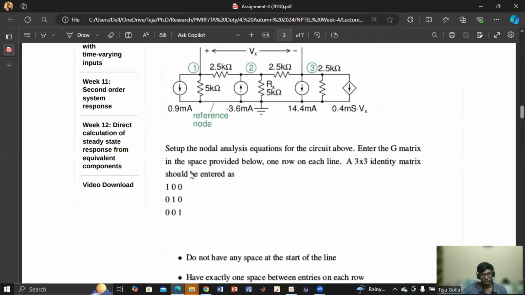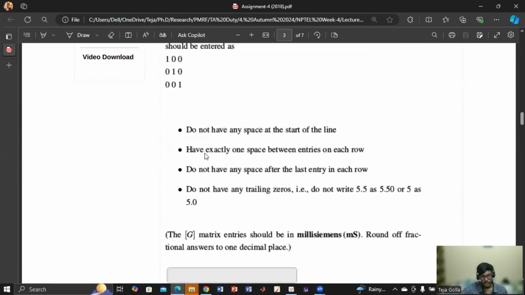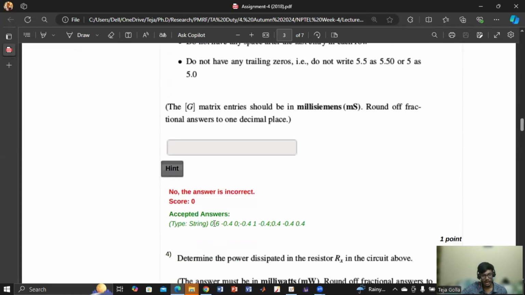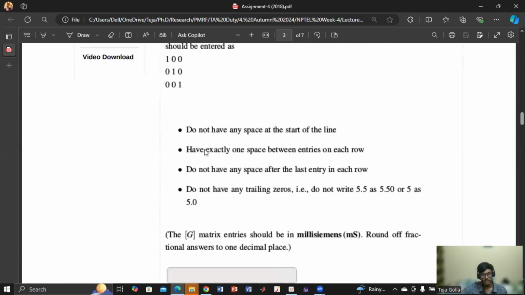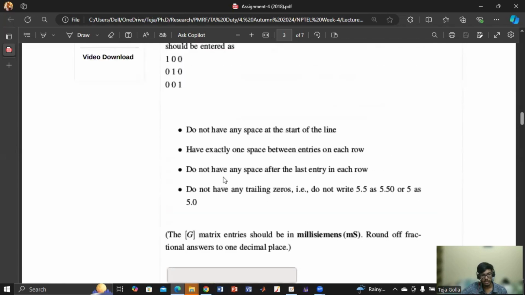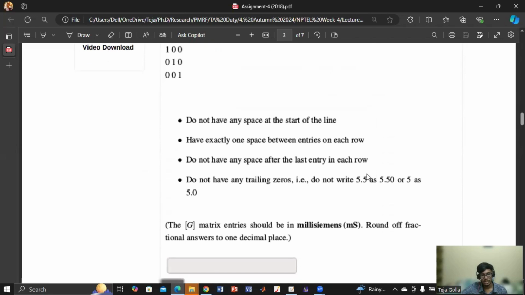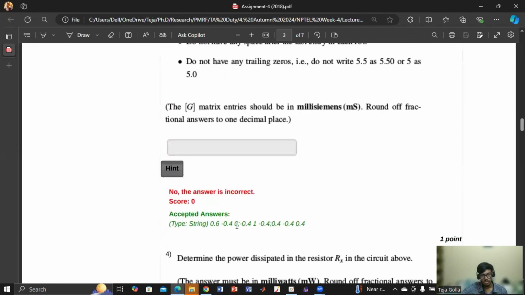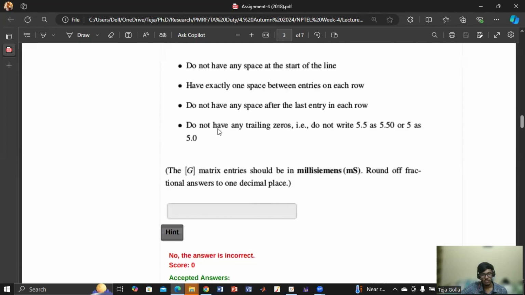I'm not going through these details, but please follow these instructions. You must follow them. Do not have any space at the start of the line. While entering this string, you should be very careful and not make any mistakes, and have exactly one space between entries on each row. So after 0.6 and minus 0.4, you should have only one space, and do not have any space after the last entry in each row. After that last entry, 0, the semicolon should be there and there should not be any gap. After this semicolon also, there is no gap. You should follow the same instructions, or else it will show as a wrong option. So you do not have any trailing zero.